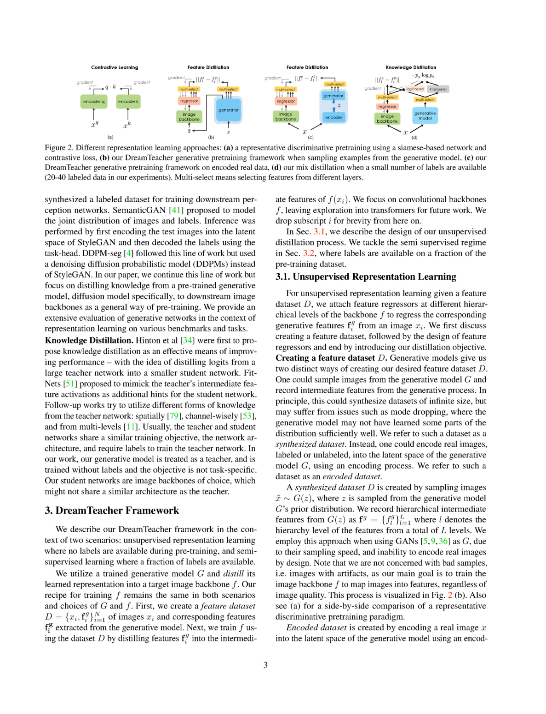In the case of unsupervised representation learning, we attach feature regressors at different levels of the image backbone to regress the corresponding generative features from an image. We first discuss how to create a feature dataset, then we explain the design of feature regressors, and finally, we introduce our distillation objective. There are two ways to create our desired feature dataset. One way is to sample images from the generative model and record intermediate features from the generative process. This could potentially create datasets of infinite size, but it might suffer from issues such as mode dropping, where the generative model may not have learned some parts of the distribution sufficiently well.